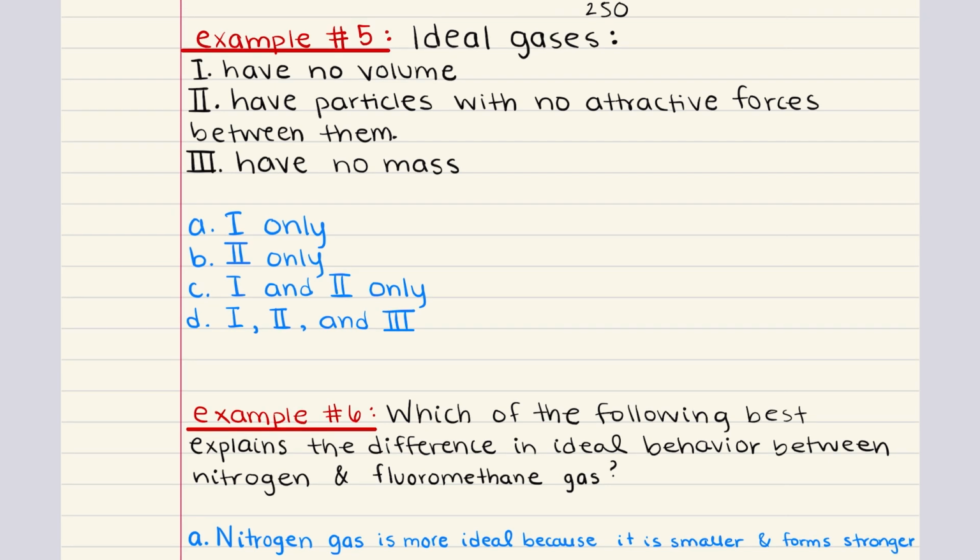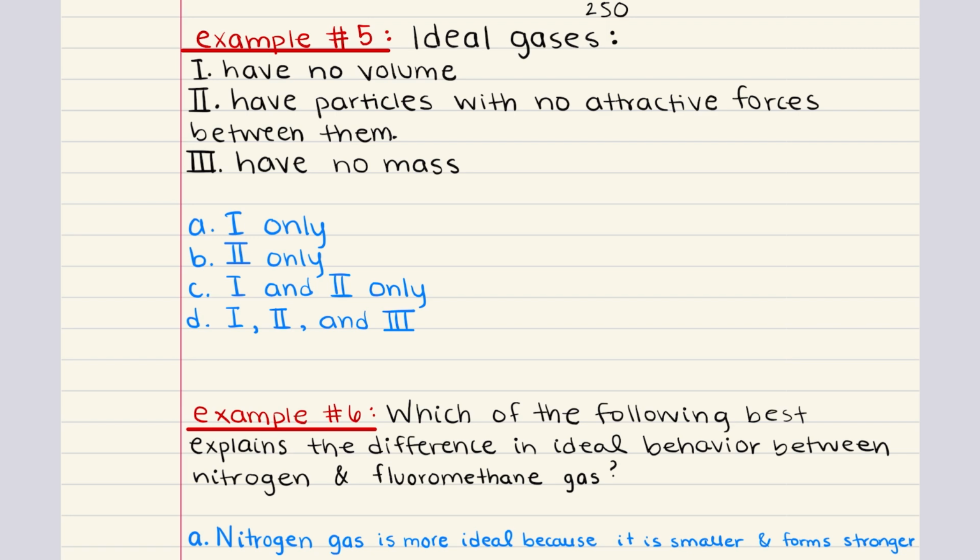Problem 5 says ideal gases, blank, statement 1, have no volume, statement 2, have particles with no attractive forces between them, and statement 3, have no mass. Let's go through these one by one. Statement 1 says that ideal gases have no volume. Now, the ideal gas assumption is that particles have negligible volume and can be considered point particles.